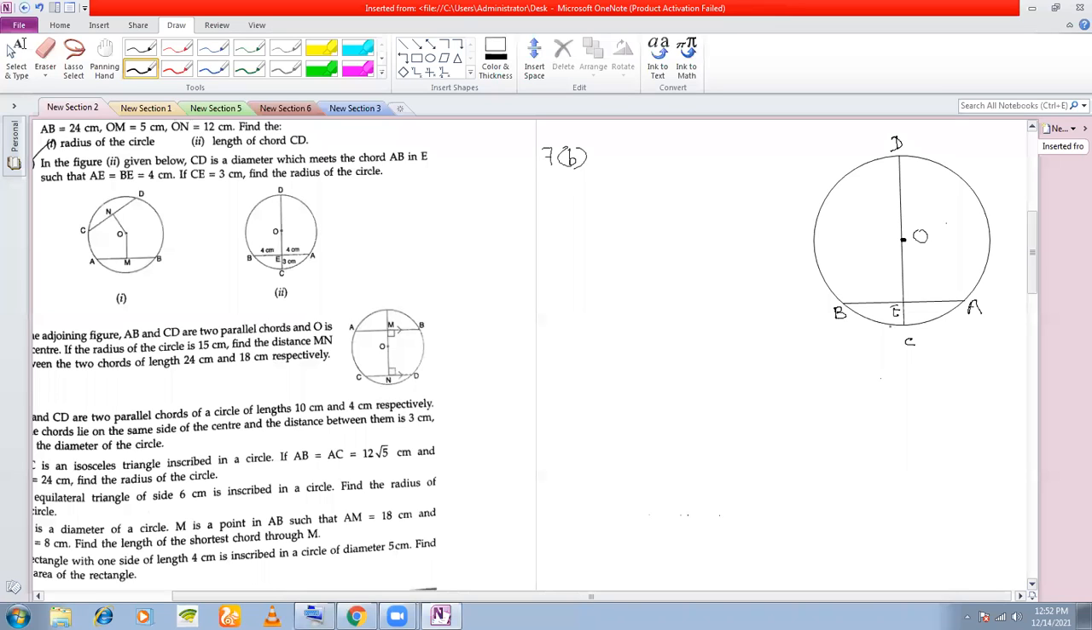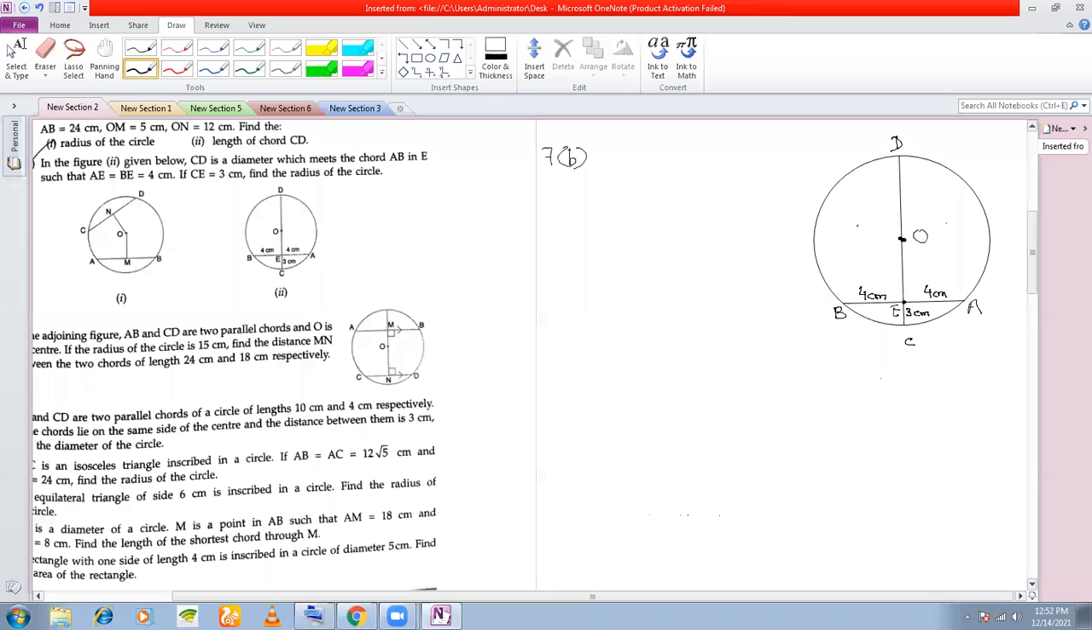So if you see the straight line CD, which passes through the center, that is the diameter of the circle, it intersects or meets the chord AB at the point E, such that AE is equal to BE is equal to 4 centimeters. So this is given to you as 4 centimeter. This is given to you as 4 centimeter. If CE is equal to 3 centimeter, that means this small length here is given to you as 3 centimeter. Find the radius of the circle. Okay, you need to find out the radius of the circle.